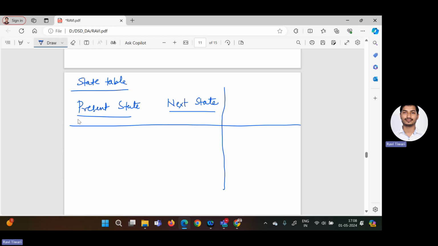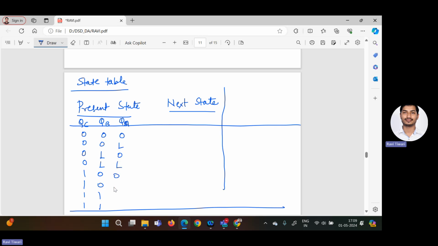So in the present state we will have QC, QB, and QA because we are using 3 bits. By using 3 bits, the total possible combinations will be 8. I'm writing all the 8 possible combinations here: 0, 0, 0, 0, 0, 1, and so on up to 1, 1, 1. This is called the present state. For example, you are in the state 0, 0, 0. What will be the next state?